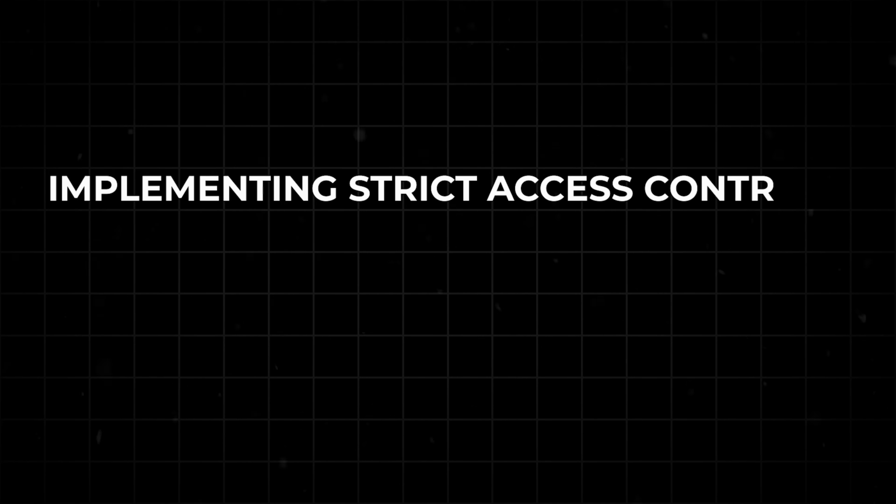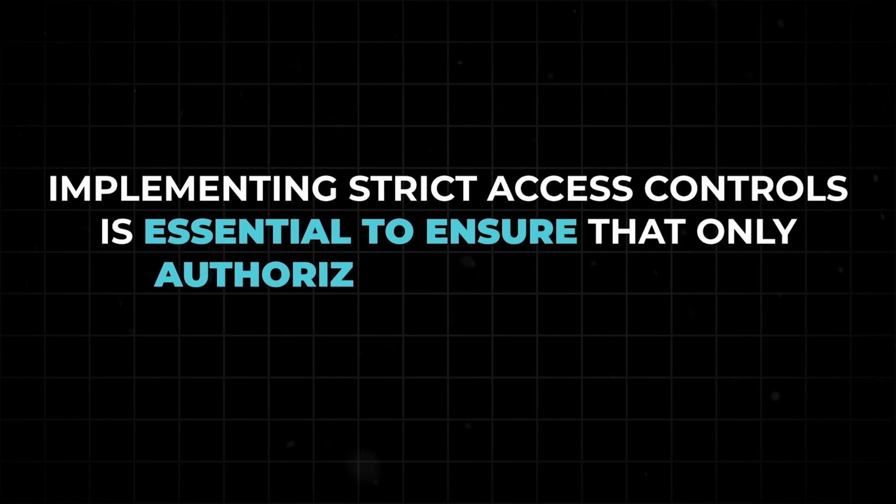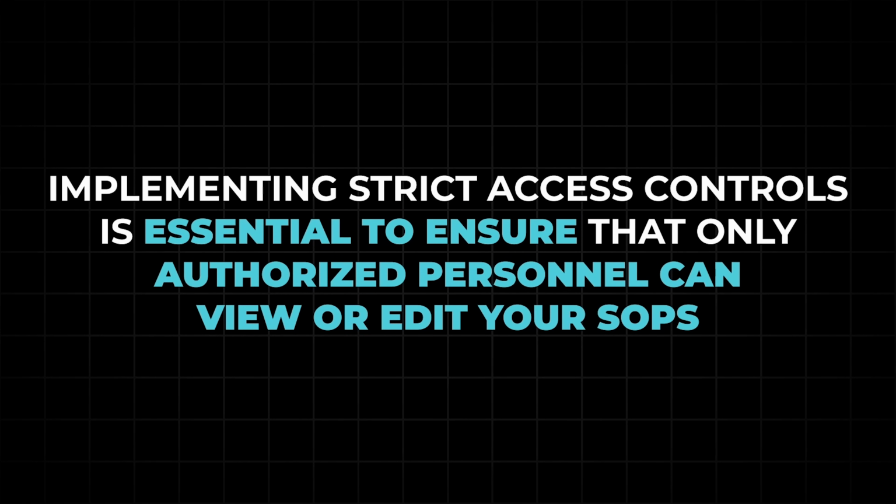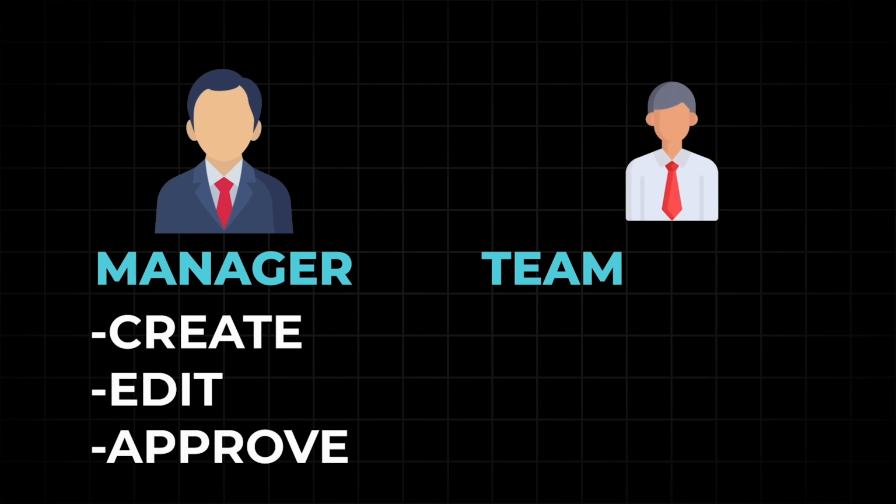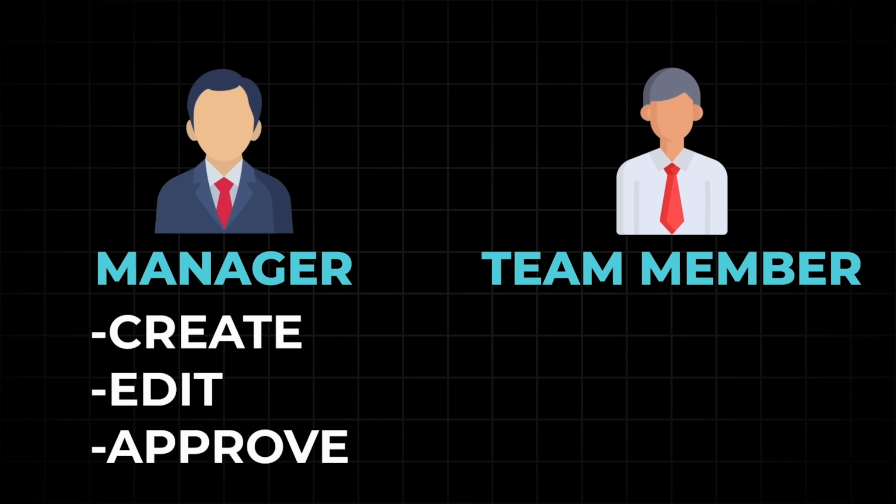Implementing strict access controls is essential to ensure that only authorized personnel can view or edit your SOPs. This can be achieved through role-based access control, where permissions are assigned based on the user's role within the organization. For example, a manager may have full access to create, edit, and approve SOPs, while a general team member might only have permission to view and follow them. By defining roles and corresponding access levels, you minimize the risk of unauthorized changes or data breaches.